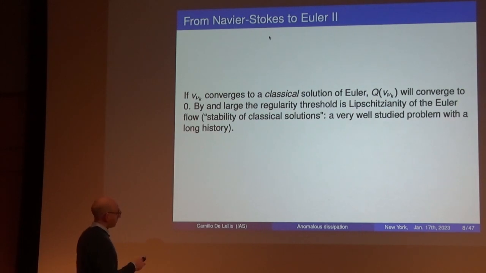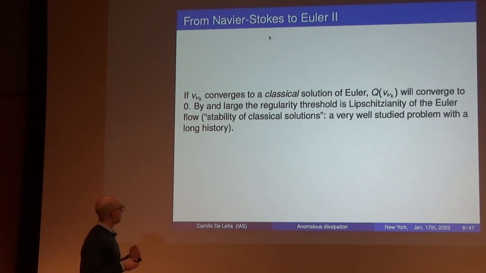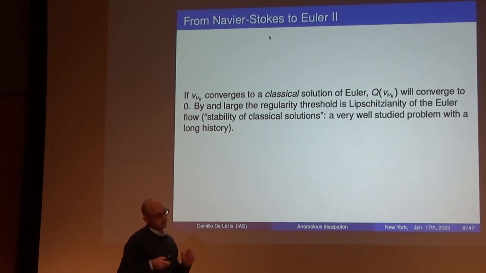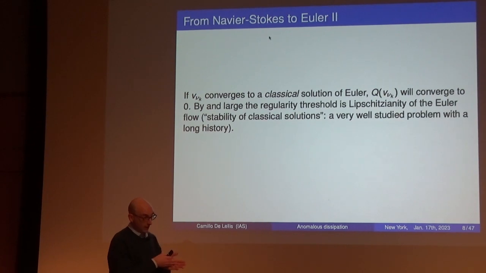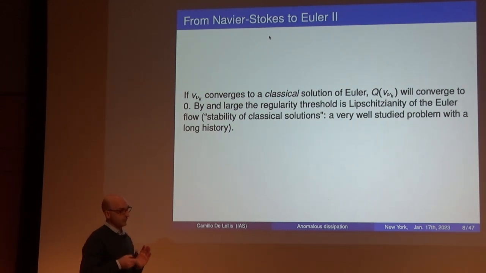Okay, so by and large, the threshold for a reasonable classical solution of Euler that you know to exist is essentially Lipschitz regularity of the vector field. So if you start with an initial data which is a little bit better than Lipschitz, Euler has a unique solution in that regularity class, which is enough to say that the total kinetic energy is conserved. You mean for a fixed amount of time? For a fixed amount of time, because of course you have the blowup problem. Okay?